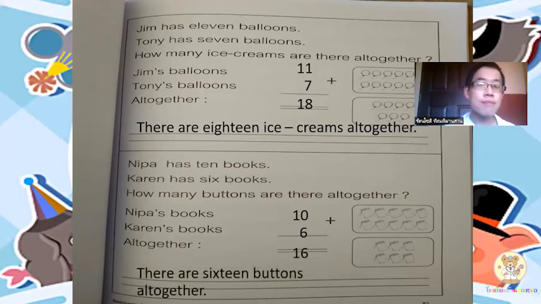There are 16 books altogether, and not buttons. So you need to write the word books, B-O-O-K-S, instead of buttons.